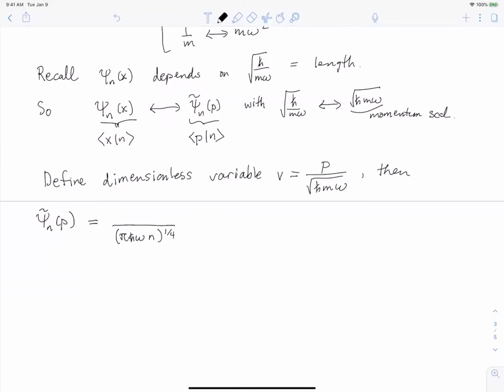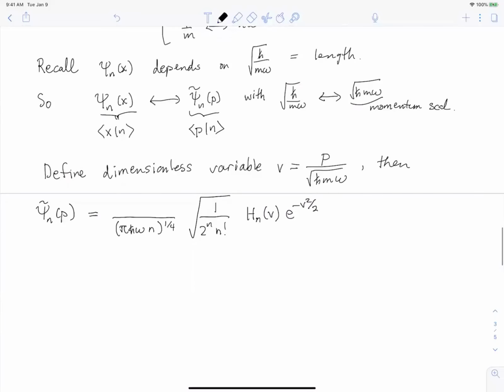Okay, but I've just basically replaced the square root of h bar over m omega by the square root of h bar m omega. I've got my factor of 1 over the square root of 2 to the n factorial. I've got a Hermite polynomial, but instead of a Hermite polynomial of y, it's going to be a Hermite polynomial of v. And instead of e to the minus y squared over 2, it's going to be e to the minus v squared over 2. Okay, so all these steps just deriving this are going to be exactly the same. We could go through them all again, but it's literally the same thing.